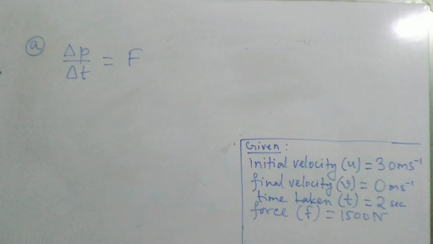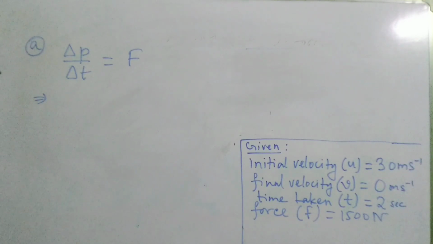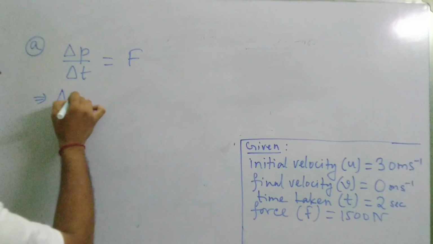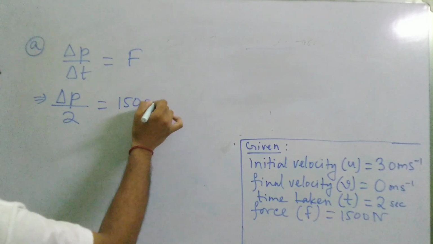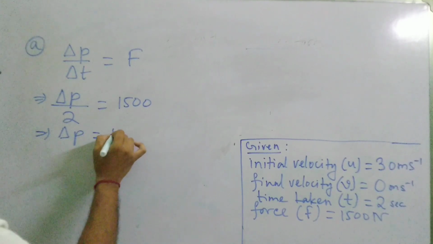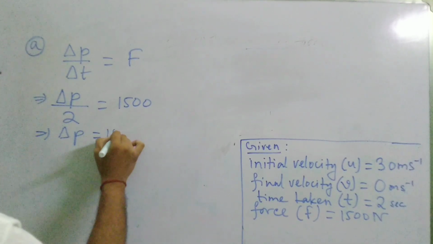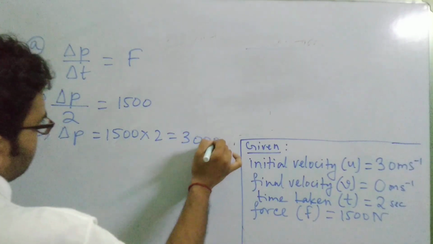It is a change in momentum. What is delta T? It is the time duration for which this change happens, and it is a force. So from this can we write delta P, which is what you need to find out, the change in momentum. Delta T is 2 seconds. The force is 1500 Newton. So delta P is equal to 1500 into 2. This gives 3000.